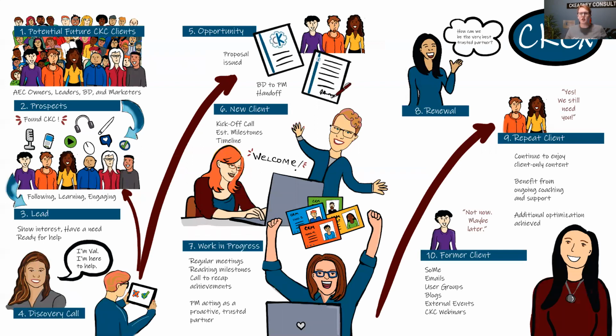On the screen, looking at potential future CKC clients. Those are the people that are out in the world that are AEC specific. They're owners, leaders, business developers, marketers. They are out in the world and they have no idea who CKC is or what we do. Once they have found us or have learned about CKC, that is when we call them a prospect. Before that, we're not aware of them. They're not aware of us. So they aren't a prospect to us.